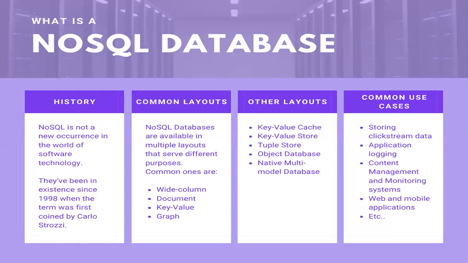So the common layouts are four categories we will be discussing: wide column, document, key based, and graph. Other layouts are also possible: key value cache, key value store, tuple store, object databases, native multimedia, multimodal databases. These are also existing, but our main focus is on the four common layouts: wide column, document, key value, and graph, which we will be discussing in detail.